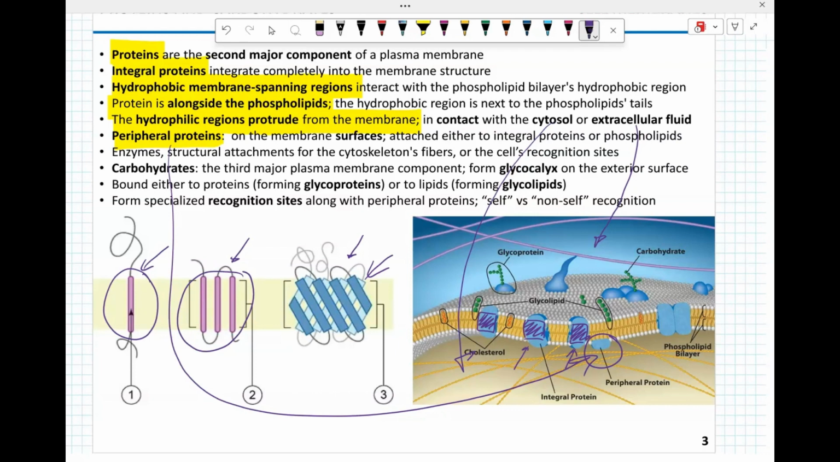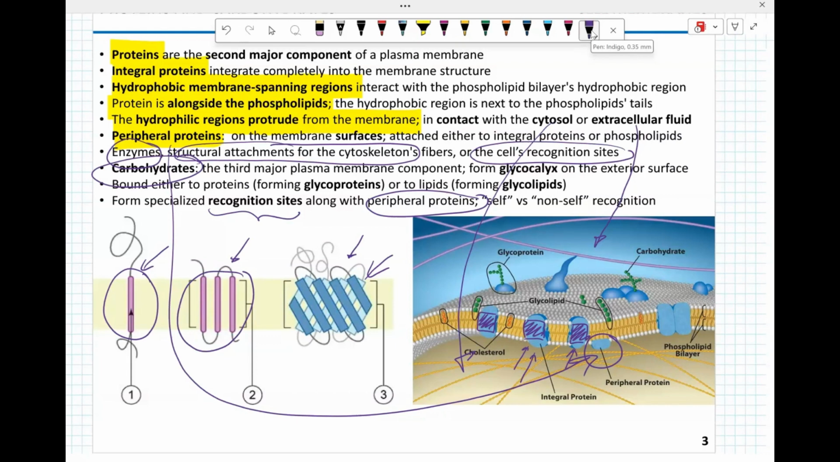These proteins can be attached to phospholipids, or in some cases to other integral proteins. The function of peripheral proteins on the inside of the cell is primarily serving as enzymes, providing the attachment of the membrane to the cytoskeleton, or serve as signaling molecules. On the outside of the cell, proteins, along with carbohydrates, form recognition sites.